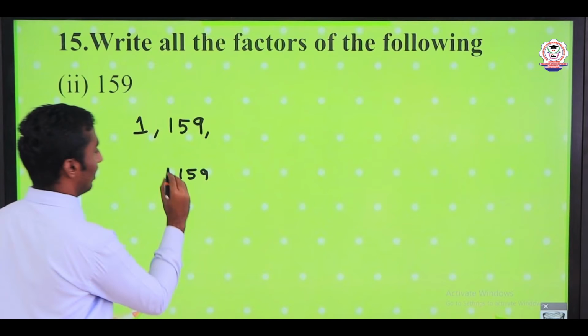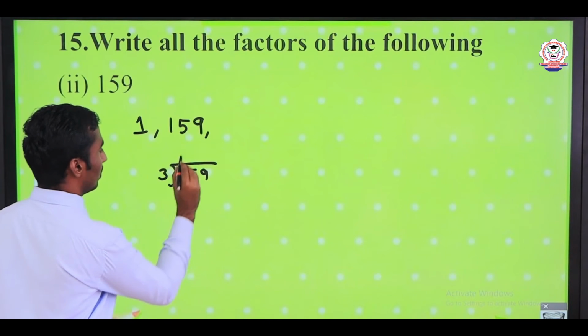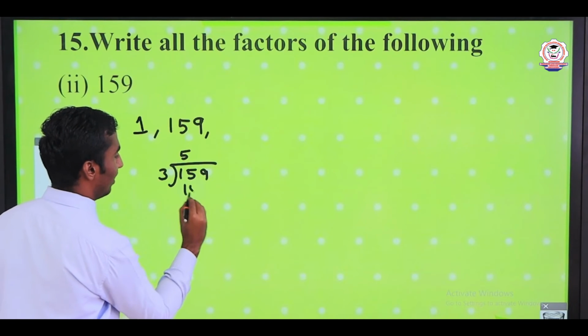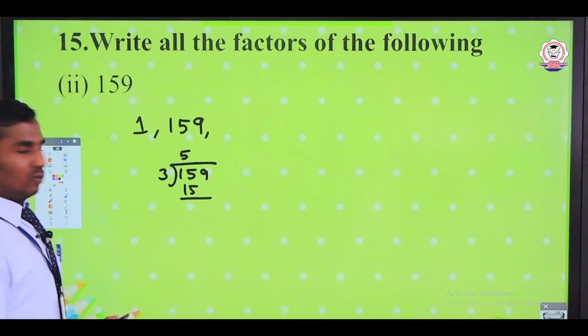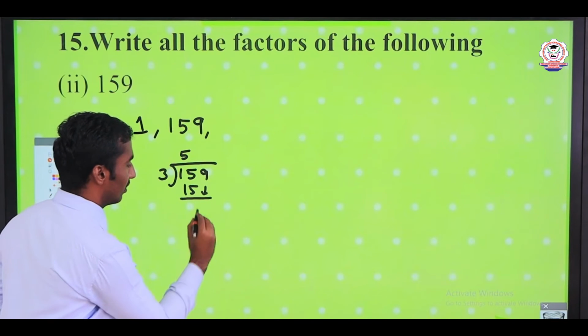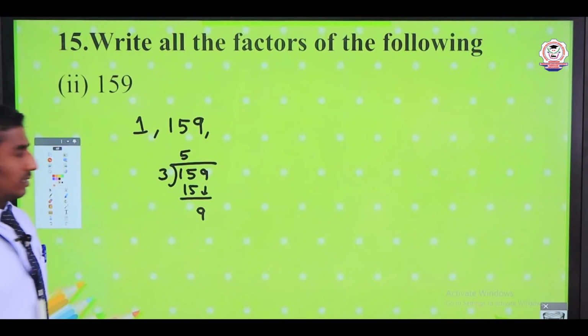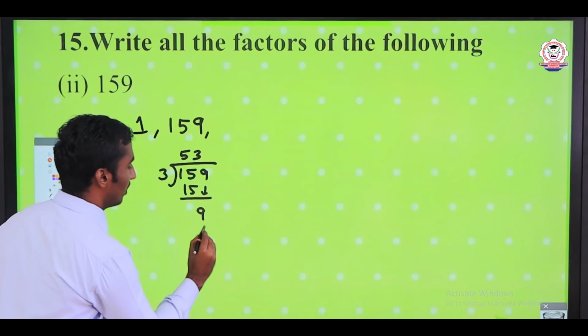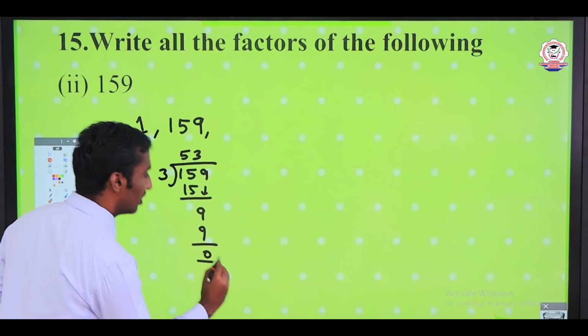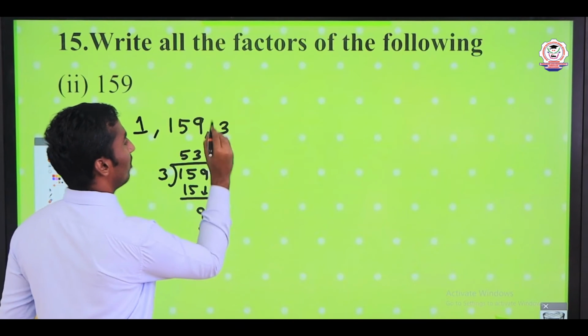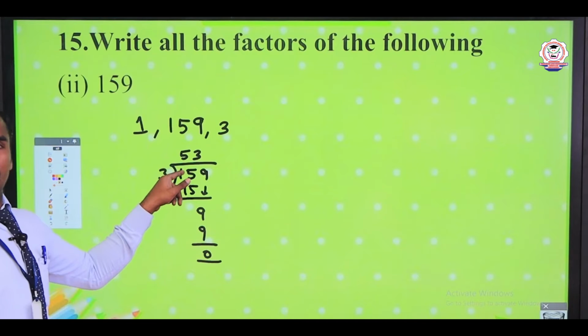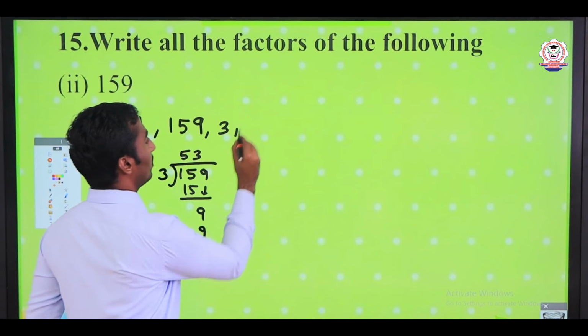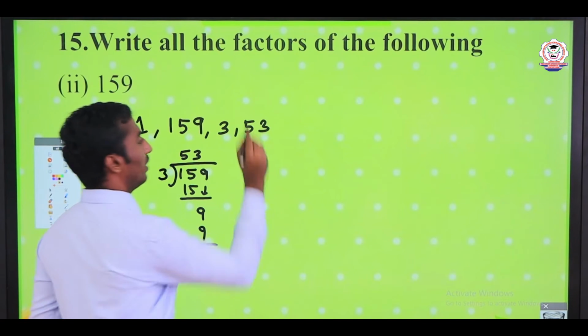159 by 3 table. 3 5s are 15, remainder 0. Next bring down this 9. So, 3 table, 3 3s are 9, remainder 0. So, 3 is a factor of 159. The quotient value is 53. So, 53 is a factor of 159.